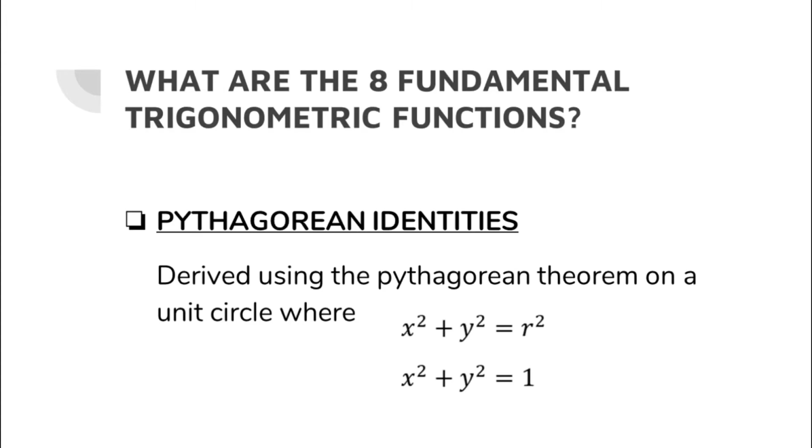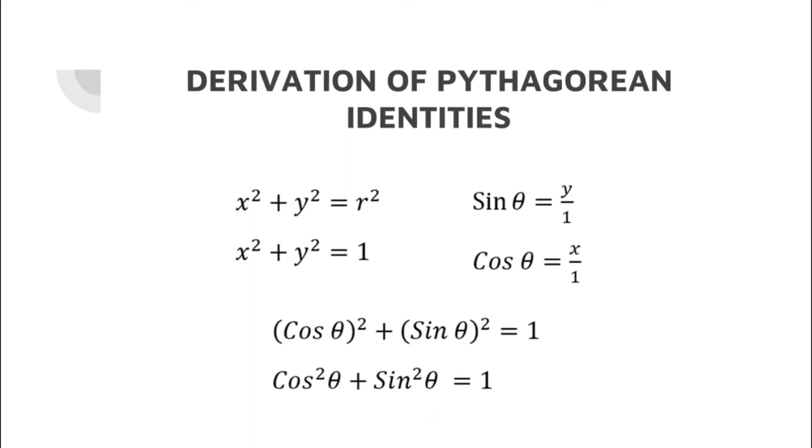Next, we have the Pythagorean identities. Since they are derived from the Pythagorean theorem, and it is placed within a unit circle, r could be replaced with 1. Given that sine theta could be expressed as y over 1 and cosine theta could be expressed as x over 1, since r is 1, we can substitute x and y for cosine and sine respectively, getting the final Pythagorean identity of cosine squared theta plus sine squared theta is equal to 1.